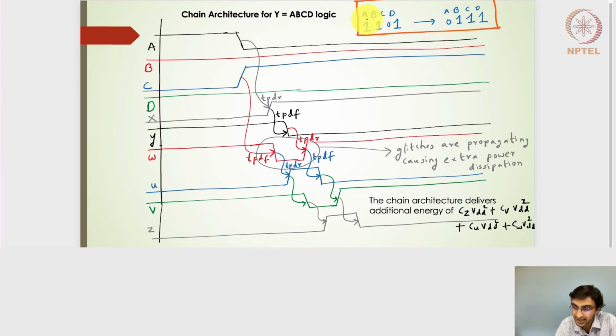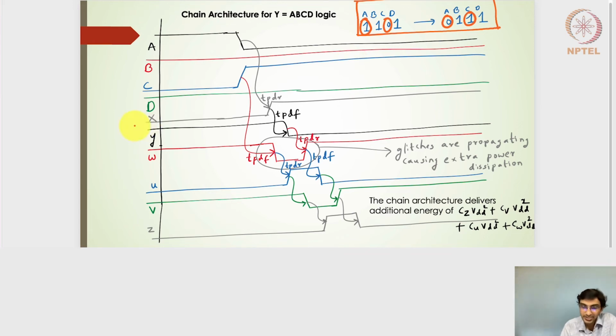Again, the same thing: A is changing from 1 to 0, and C is changing from 0 to 1, and B and D are retained at logic level high. A is doing the transition, and C is also doing the transition. Just to benchmark against the multi-stage architecture, we have taken the transitions at the same time, A and C doing the transitions at the same time.